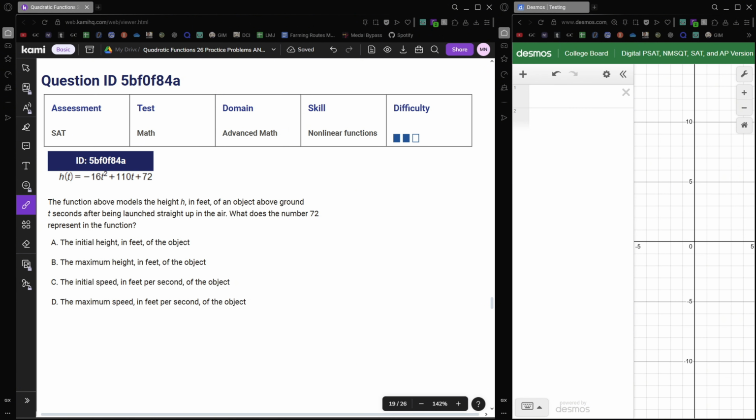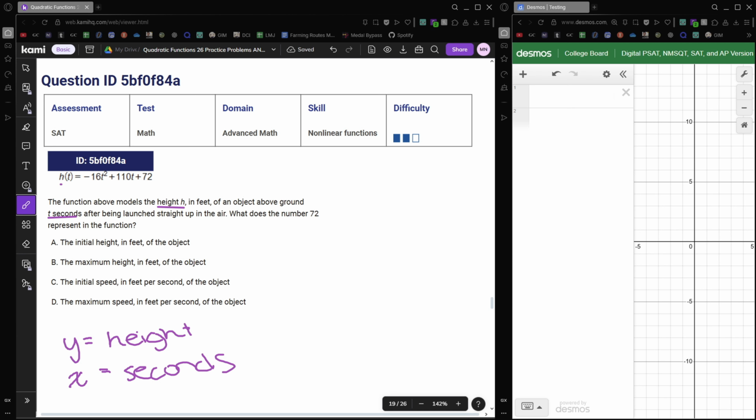Question number 19. We have a word problem, let's label those variables. The function above models the height h in feet of an object above ground t seconds after being launched straight up in the air. So here our height h will be the y value, and the t seconds after being launched straight up in the air is our x value. Let's keep reading. What does the number 72 represent in the function?